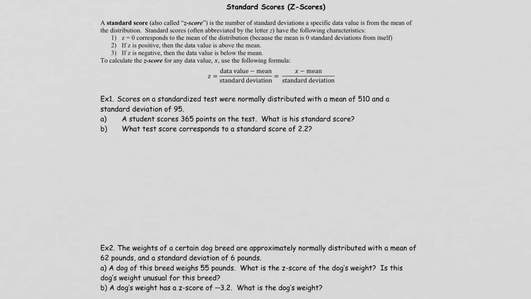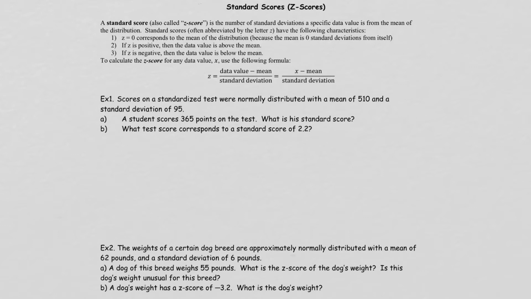Let's look at example 1. It says the scores of a standardized test are normally distributed with a mean of 510 and a standard deviation of 95. This is the same problem as the one that we were looking at in the normal distributions. The first question is asking: a student scored 365 points on the test. What is his standard score?